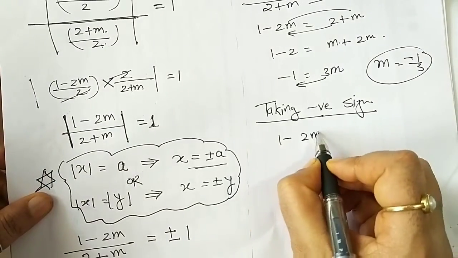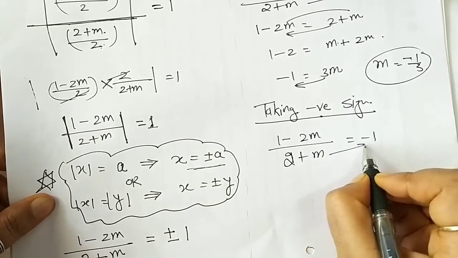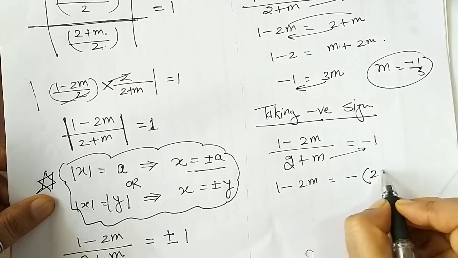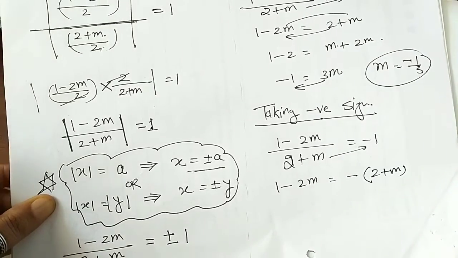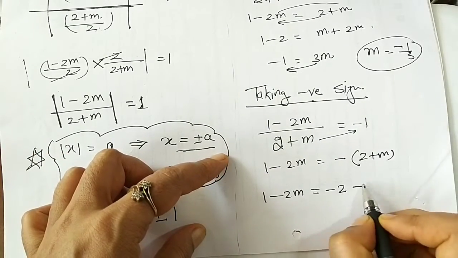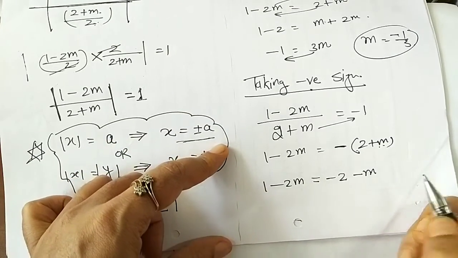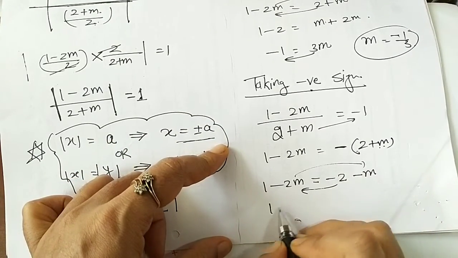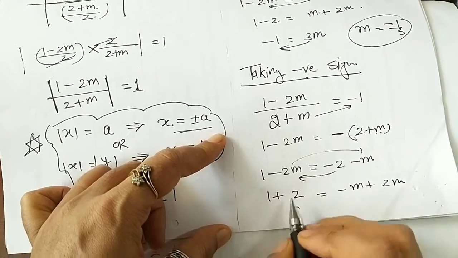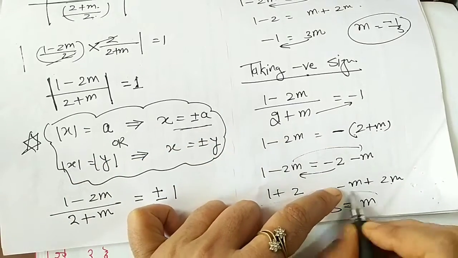So 1 minus 2m and 2 plus m is minus 1. So this will go there. So this is 1 minus 2m minus 2 plus m, guys. Okay? Now it will be 1 minus 2m minus 2 minus m. See, the minus sign goes with both. Okay? So let me take 2m here and 2 here. So 1 plus 2 is equal to minus m plus 2m. So this plus this is 3. And 2m minus m is this.